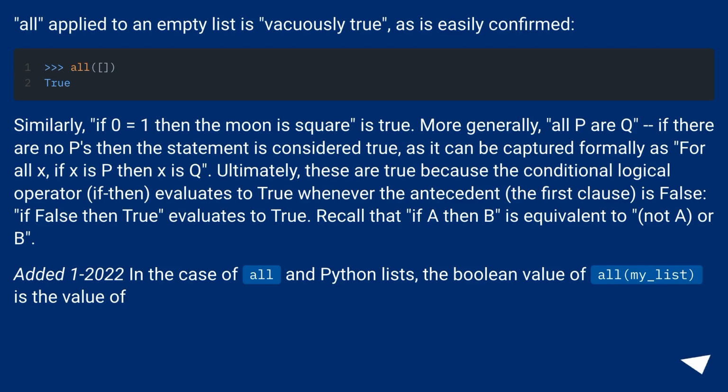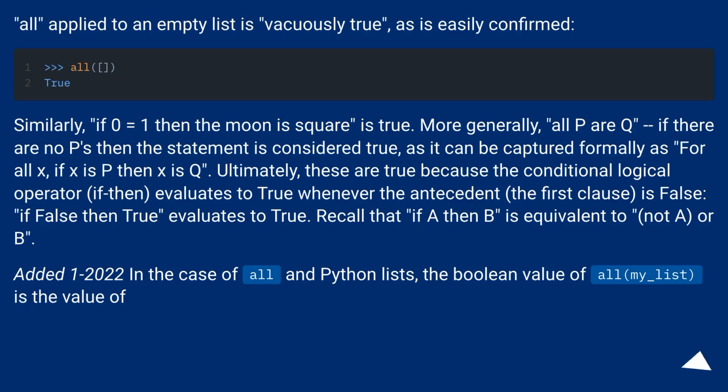All applied to an empty list is vacuously true, as is easily confirmed. Similarly, if 0 equals 1 then the moon is square is true. More generally, all p are q. If there are no p's then the statement is considered true, as it can be captured formally as for all x, if x is p then x is q.